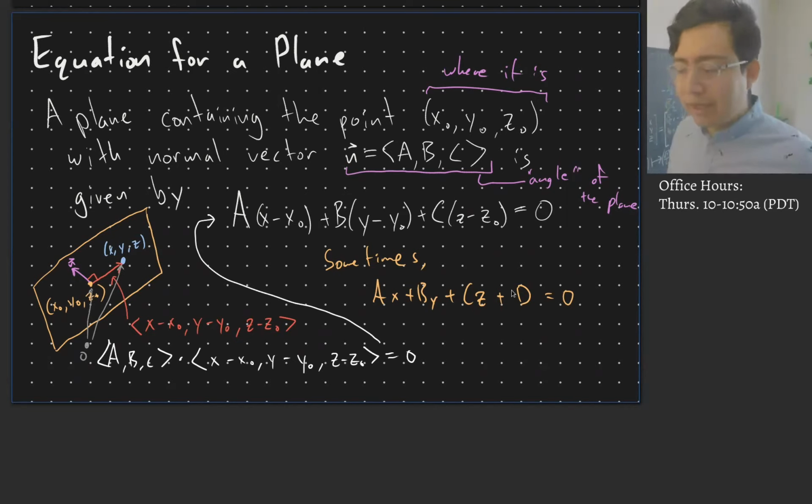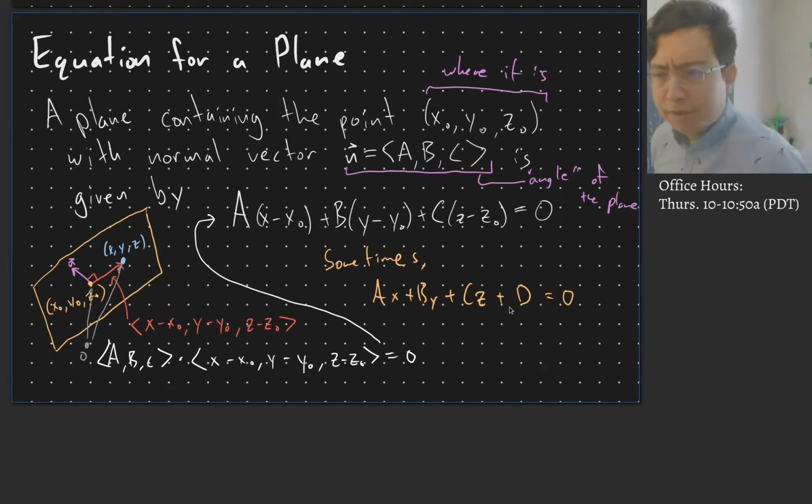The key thing is just that you have ax plus by plus cz. Again, some parts of ABC might be 0, so you might not see a y, or you might not see a z, or something like that. Okay, cool. Any questions?